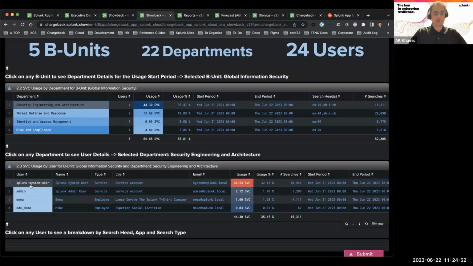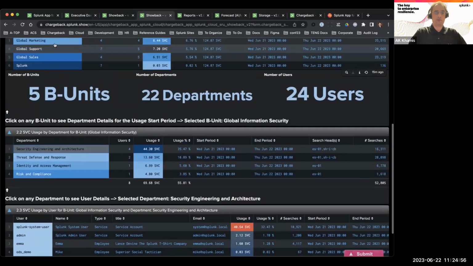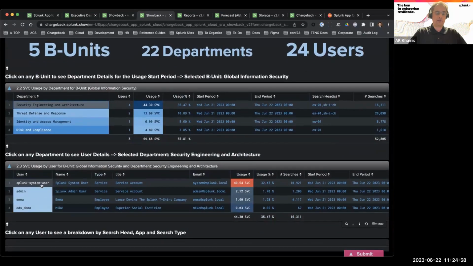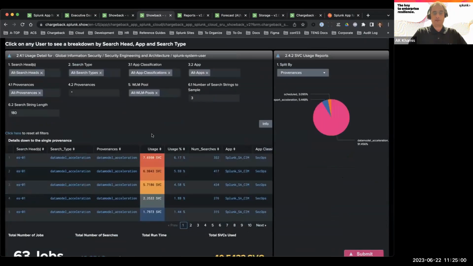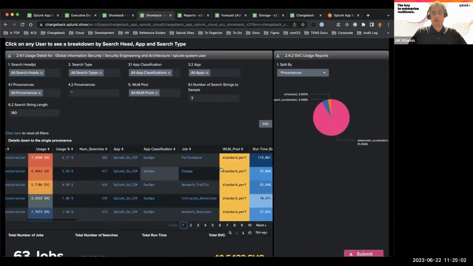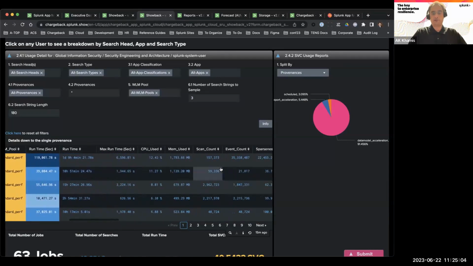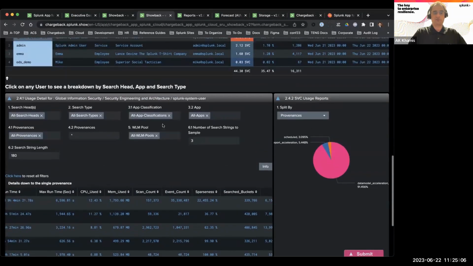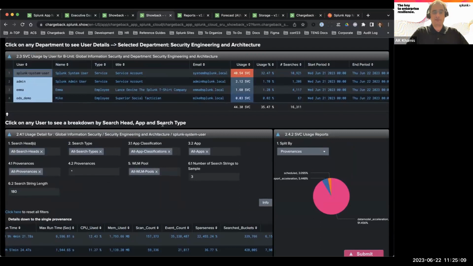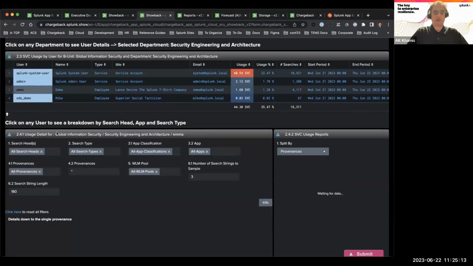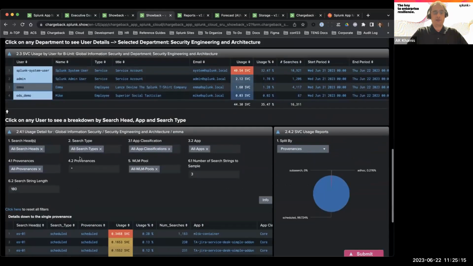Now, this is a portion of what the Splunk system user used, benefiting this department within this business unit. And if I click on it, for example, I'll see the workload for that user. Obviously, data model accelerations are probably the most expensive SVCs that we have in Splunk Cloud or any Splunk implementation. We can look at Emma and see her jobs, et cetera.